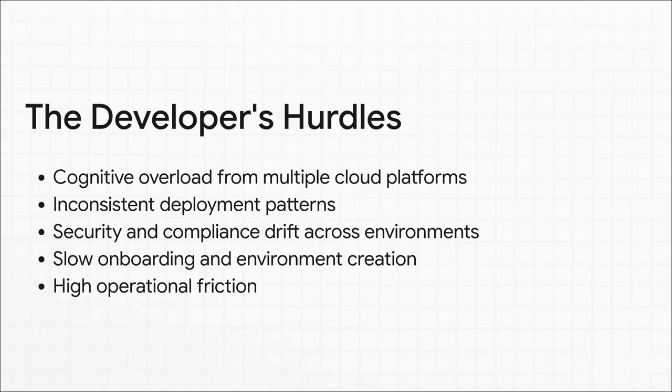And if we break down that complexity, you get these really tangible, painful problems. We're talking about serious cognitive overload. Developers suddenly have to be experts in everything, and that's just not realistic. This leads to inconsistent deployment patterns, which of course means security and compliance starts to drift. And the basics? Things like onboarding a new engineer or just spinning up a test environment, that becomes a multi-day, ticket-driven nightmare. That's operational friction, and it is the absolute enemy of speed.